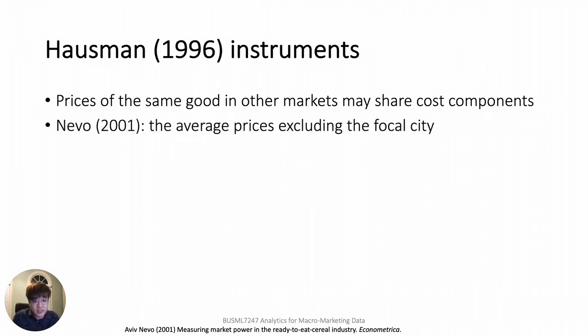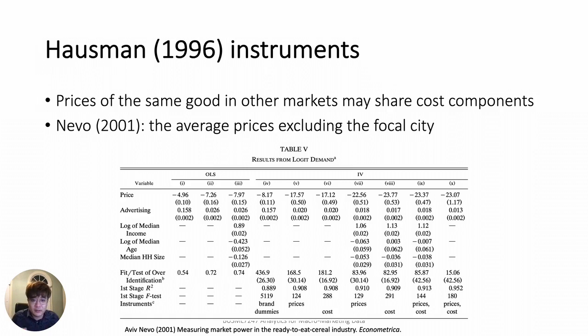Following Hausman's suggestion, Nevo applied Hausman instruments to his study on the market power in the ready-to-eat cereal market. He collected a panel data set of sales and prices across various cities over time. Then, he computed the average price excluding the focal city and used it as an instrument of the price in the focal city.